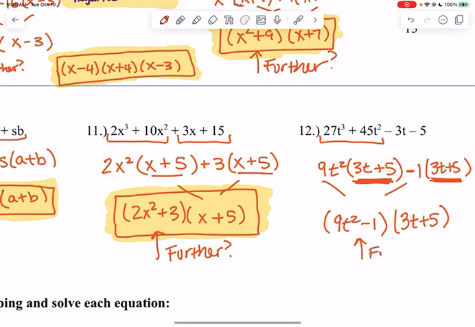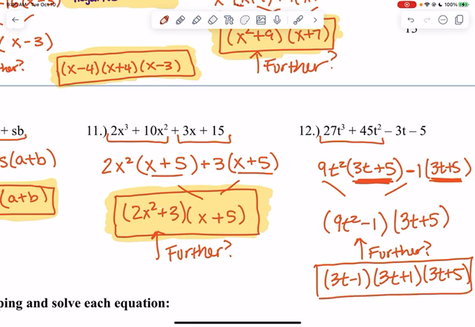9t squared minus 1. It's a quadratic. Can you factor it further? Are they a difference, a subtraction of two perfect squares? If they are, you want to break that down. They are. 9 and 1 can be 3t minus 1 and 3t plus 1. And then don't forget to include the 3t plus 5 from up above. So you guys can only factor difference of squares further. Sum of squares you can't do anything with.